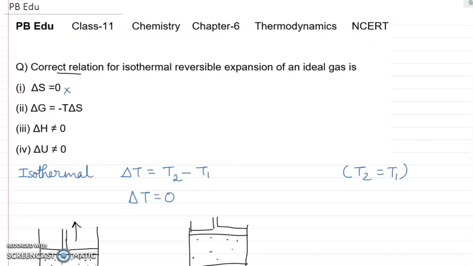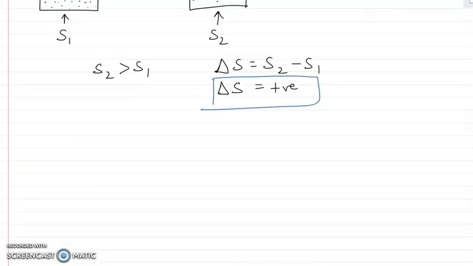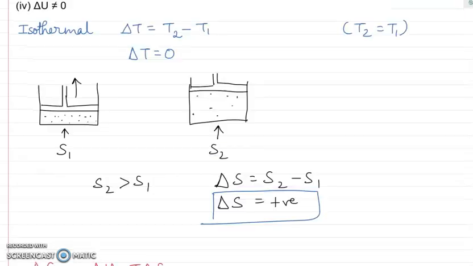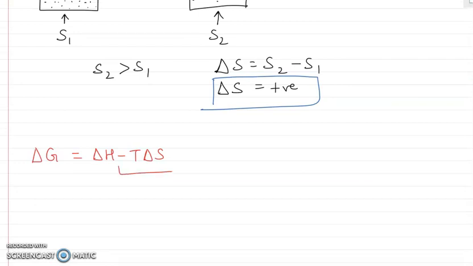Next is del G is equal to minus T delta S. If we talk about the relation of del G with delta S, it is del G is equal to del H minus T delta S. This is change in enthalpy, this is Gibbs free energy, this is temperature, and this is change in entropy. We know what is change in entropy, but we don't have to put the value. Here we need del G is equal to minus T delta S. So minus T delta S would only be possible when del H is 0.